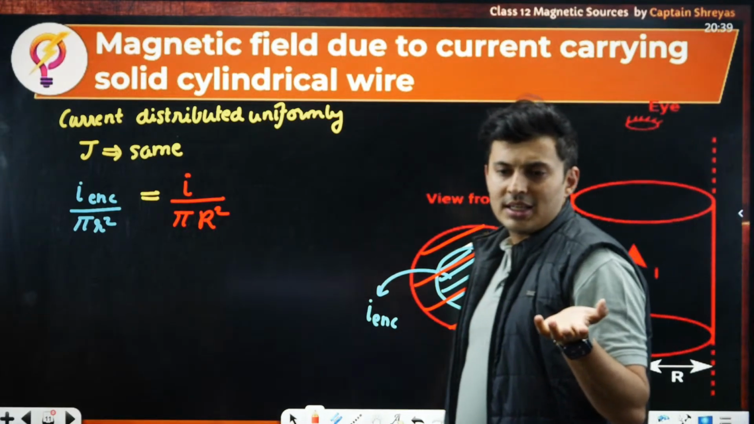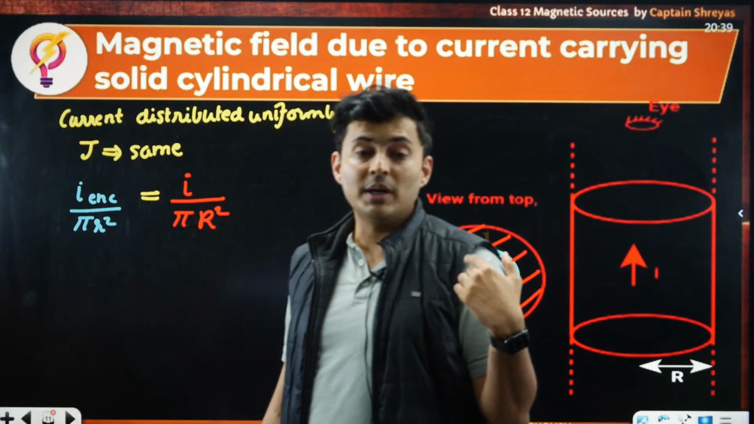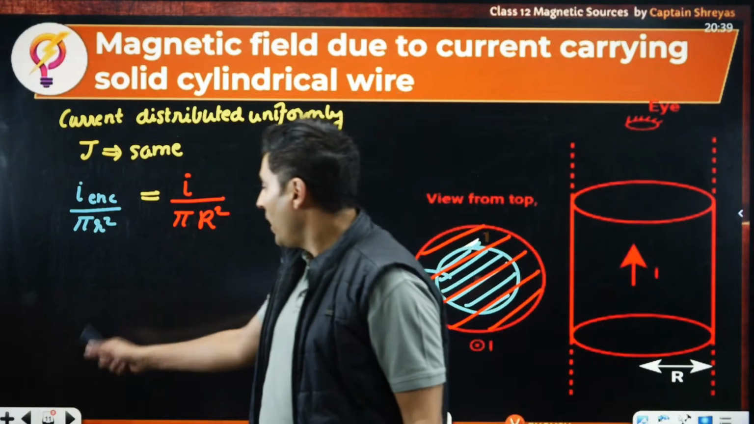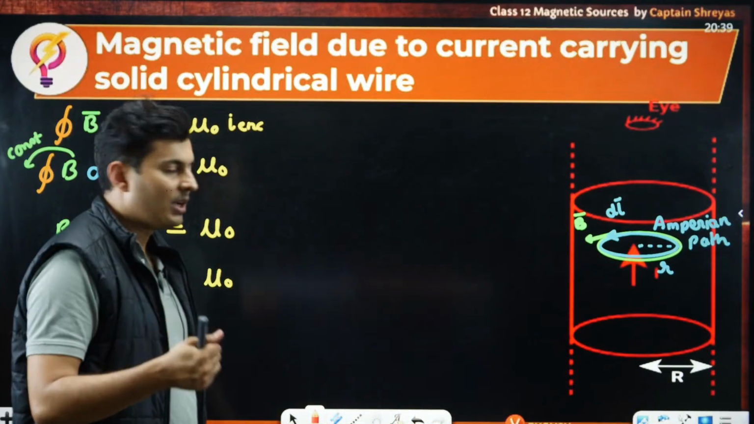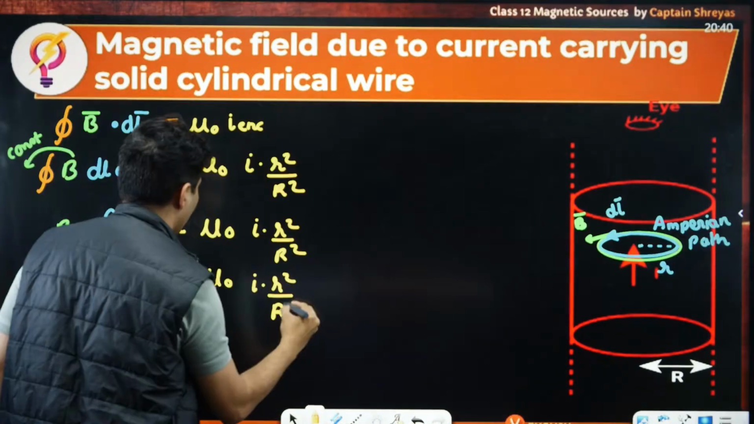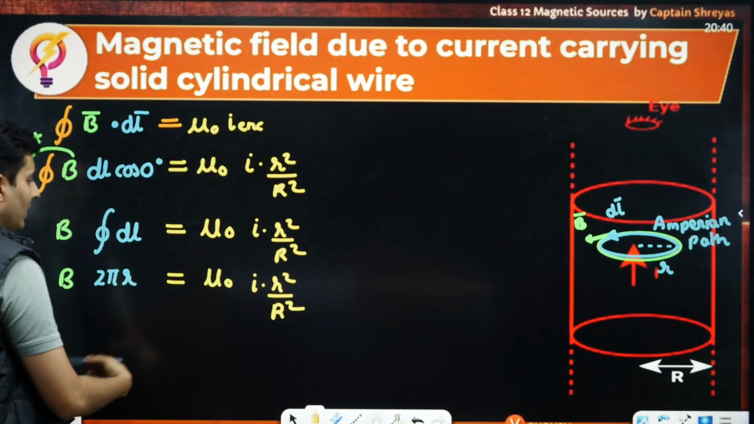Sir, why can't we use other shapes like a square? Yes, you can use, but always choose a shape where the integration becomes simpler. Expression should become simpler. So what is I? Capital R square.